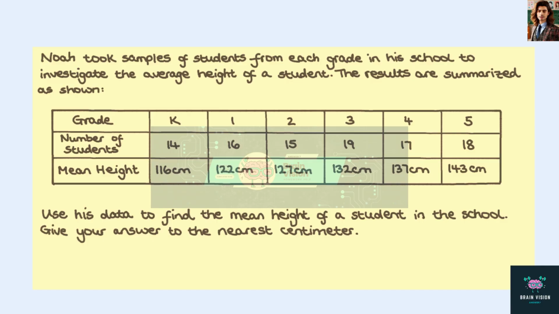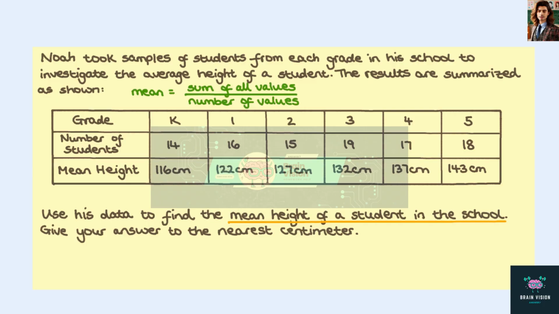Let's look more closely at the data Noah has collected. In each grade, from kindergarten to grade 5, Noah has sampled a number of students, which is given in the second row of the table, and calculated the mean height for that group of students, which is given in the bottom row of the table. We need to use this data to find the mean height of a student in the school across all grades.